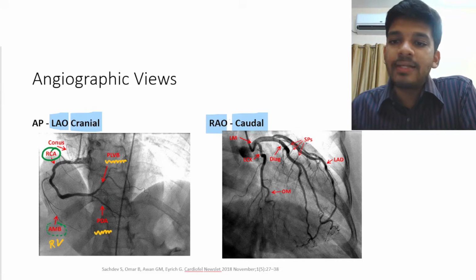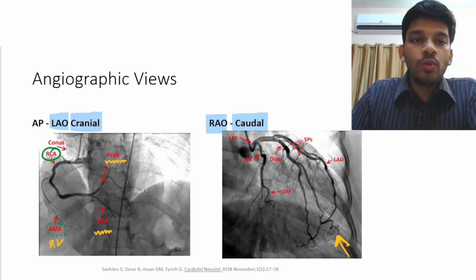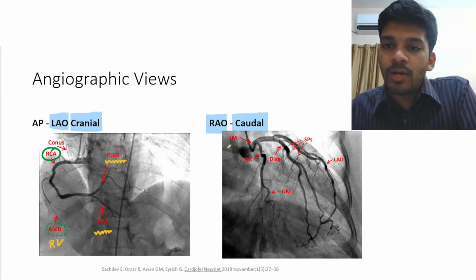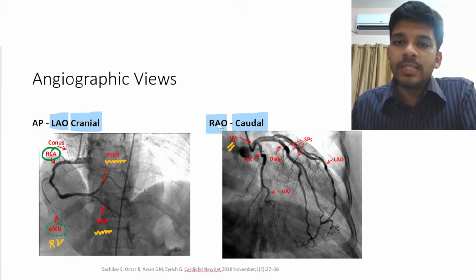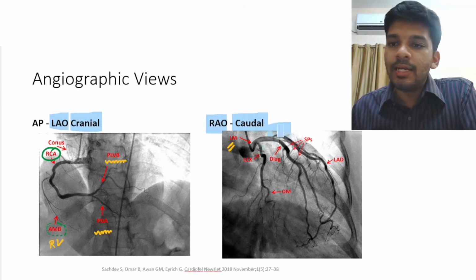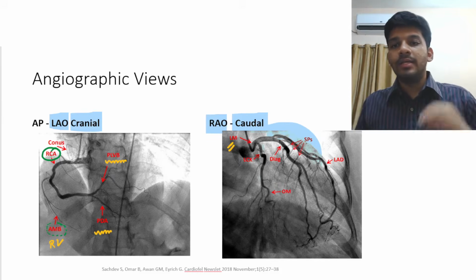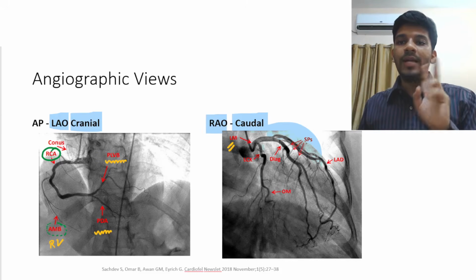Now looking at the right anterior oblique caudal view, so imagine you're looking at the heart from below. This is the angle of vision and this is what you are going to visualize. So you again are able to make out the left main coronary artery, the left circumflex artery and the left anterior descending artery going here. So there are certain views in which you are going to see the LCX on this side and the LAD on this side. Whereas depending on how you are viewing the heart, whether it is a RAO caudal view or a LAO caudal view, you will be able to visualize separately.